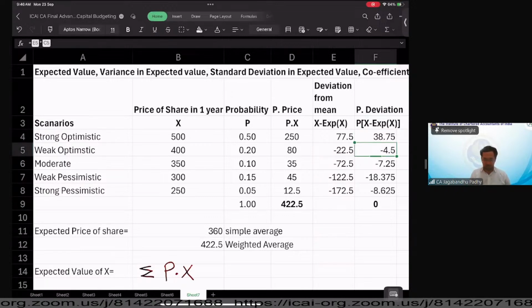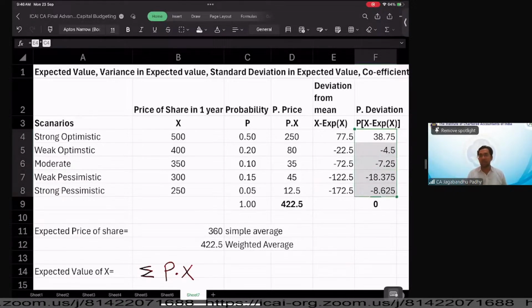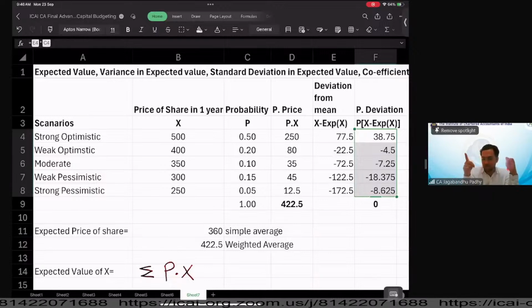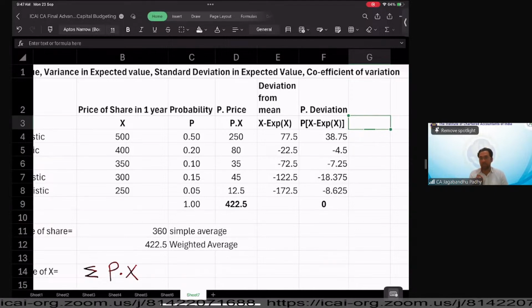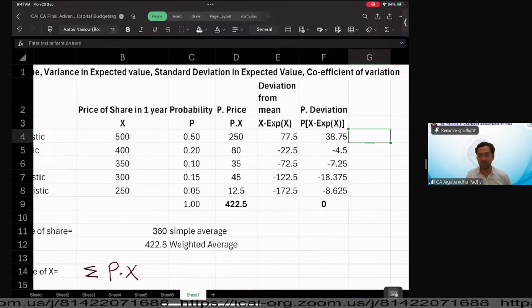Can I say there are certain positive numbers and there are certain negative numbers, and they are offsetting each other, right? So they are getting offset by each other, and therefore it's coming out to be 0. So how do we remove this aspect now? One way to remove this is to remove that negative aspect of the probability into that number. Now, how do we remove that negative aspect?